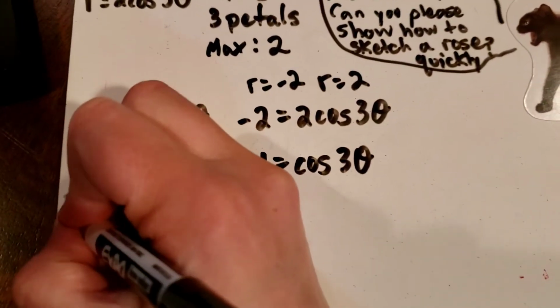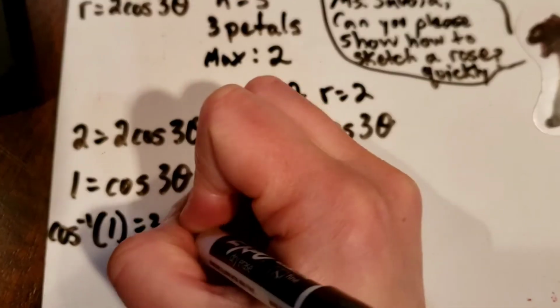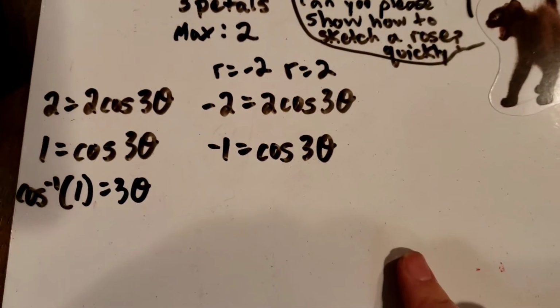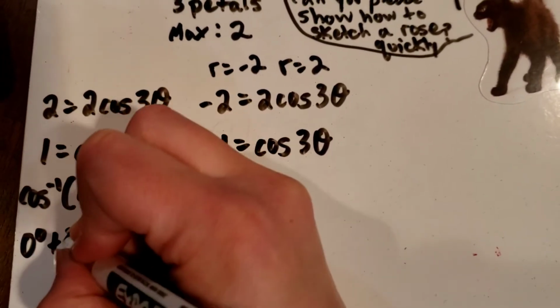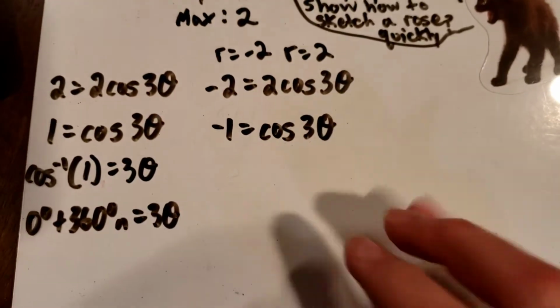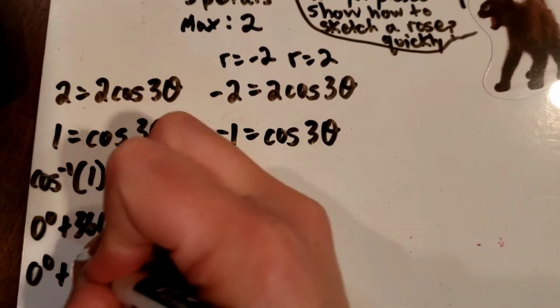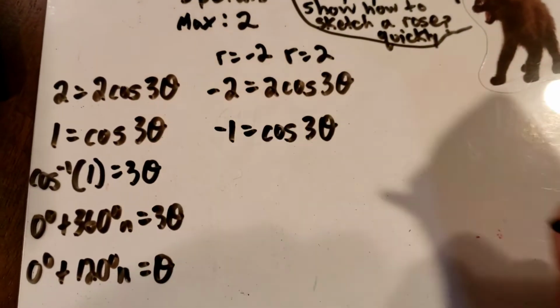So inverse cosine of 1 equals 3 theta. So when does cosine equal 1? Equals 1 at 0 degrees. 0 degrees plus 360 degrees n equals 3 theta. Divide by 3 and you get 0 degrees plus 120 degrees n equals theta.